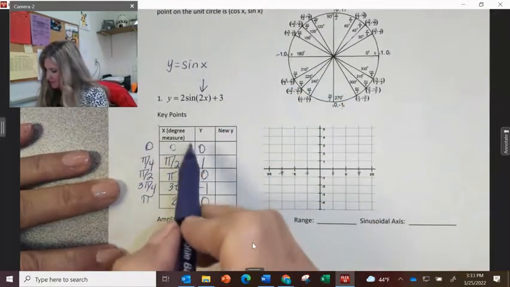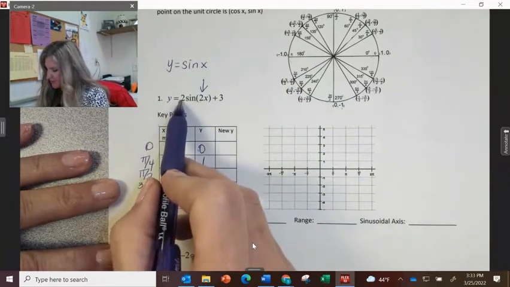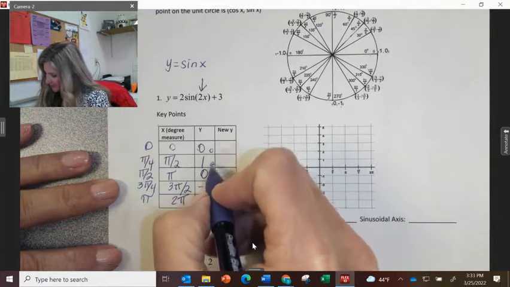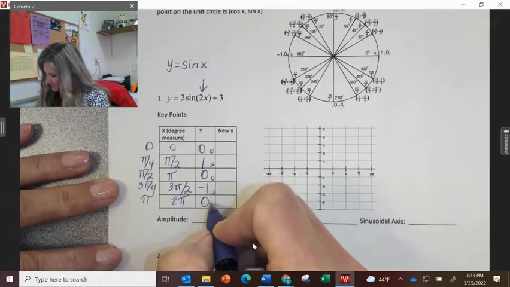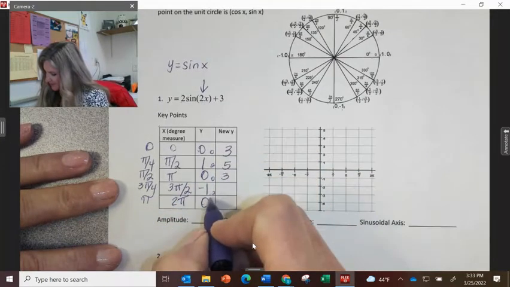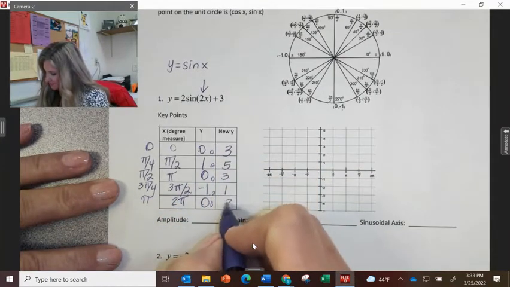These y values are normally this, but they're going to have to get multiplied by 2 and add 3. So I'm going to first multiply them all by 2. And now I have to add 3. Negative 2 plus 3 is 1.